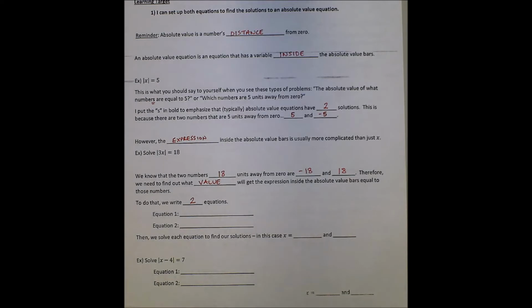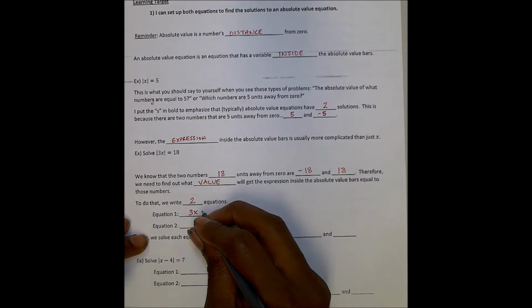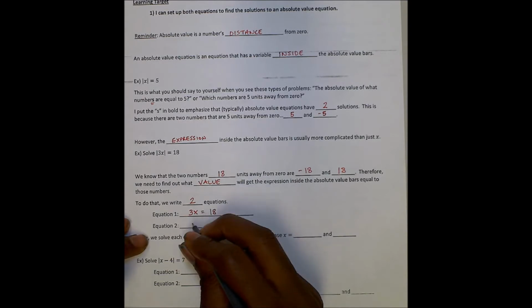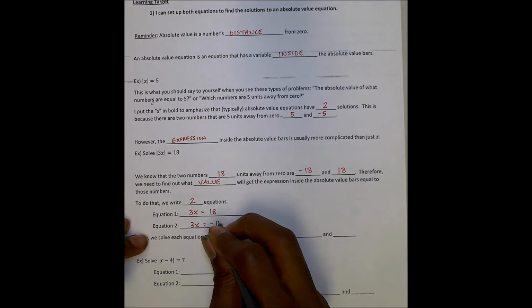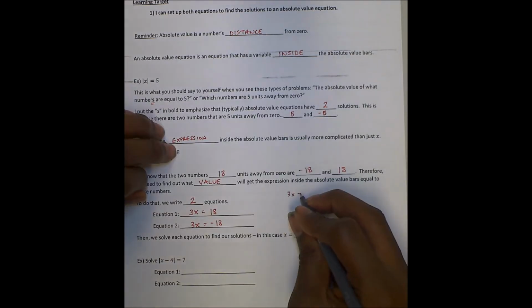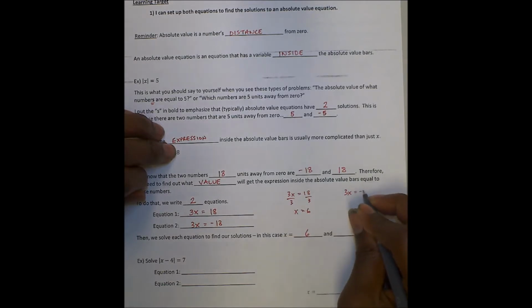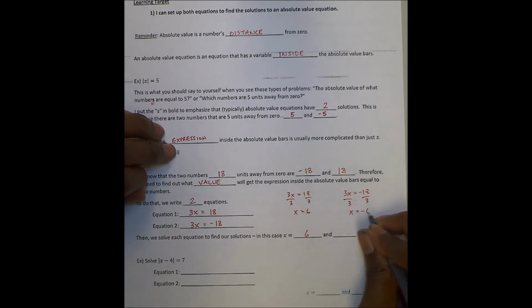We said that they're 18 away, and we said the two numbers were positive 18 or negative 18. So we can say either that 3x, the expression inside the absolute value bars, is 18, or that 3x equals negative 18. Okay, and then we solve each of those equations to find our solutions. In this case, 3x equals 18, we would divide both sides by 3 to get x by itself. We could say that x is 6. 3x equals negative 18, divide both sides by 3 here, and we find that x is negative 6.